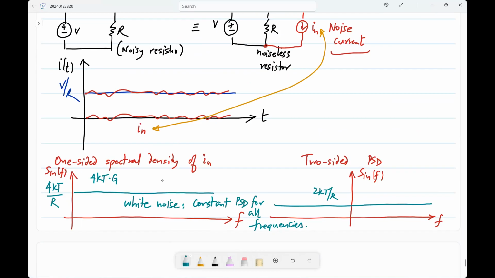What is the expression for variance? How do you relate it to the power spectral density? Integral over all frequencies. So what is it? Infinity, right? So the integral of this over all frequencies is infinity.